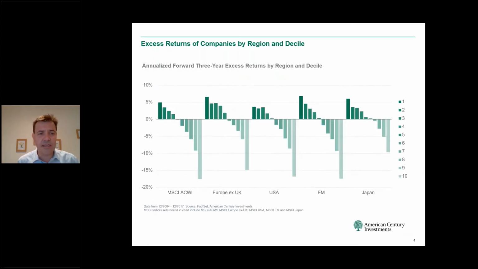And then on the next slide, we extended this analysis to look at regional data. What you see when you drop into the regions is this same linear ranking of deciles across major equity regions. So here we're showing the MSCI ACWI again on the left. We're looking at Europe ex-UK, the USA, emerging markets, and Japan.